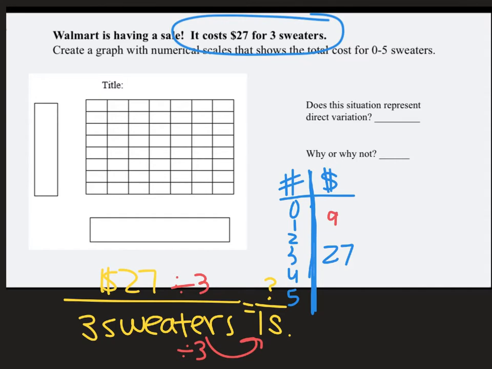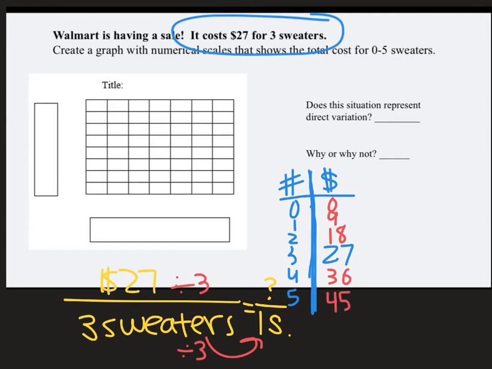And then I'm going to use that unit rate to fill out the rest of my table. So if I buy 0 sweaters, my cost is $0. If I buy 2, it'll be $18. If I buy 4 sweaters, well, 4 times 9 is 36. And then last but not least, if I buy 5 sweaters, my total cost would be $45.